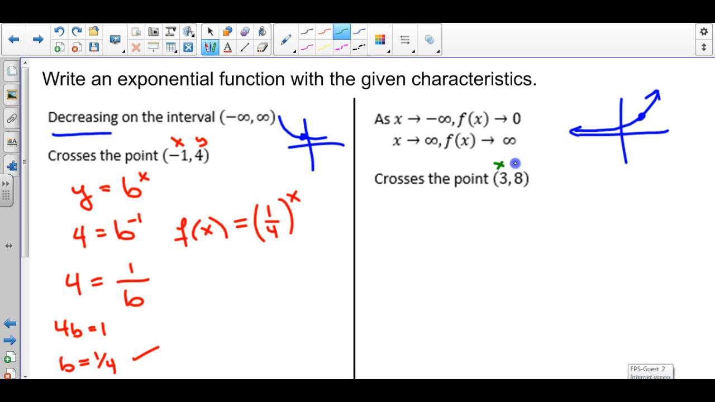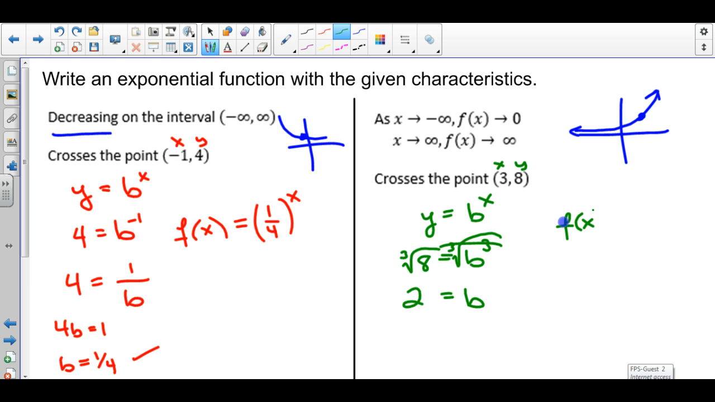I'm going to substitute 3 in for x and 8 in for y in that general formula that I was using, y equals b to the x. So if 8 equals b to the 3rd power, we need to figure out how I can get b. Since it's being cubed, what I'm going to do to both sides is take the cube root. On the left side, the cube root of 8 is 2. And on the right side, it's going to cancel out, and you are left with b. So your base number is 2, which means at the very end, you're going to write your function and say f of x equals 2 to the x power. And that is it for both of those.